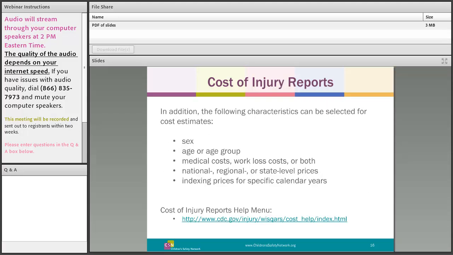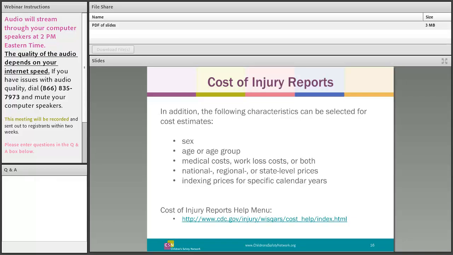So, in addition to those categories, you can create custom analysis on the following demographic, geographic, and statistical characteristics, including sex, age or age group, medical costs, work loss, or the combination of 2. Note that quality of life is not among those cost options here. You can select geographical options for national, regional, or state level pricing, and also index the price to a specific calendar year, 2012 year cost, 2013, 14, et cetera, going back to 1999.